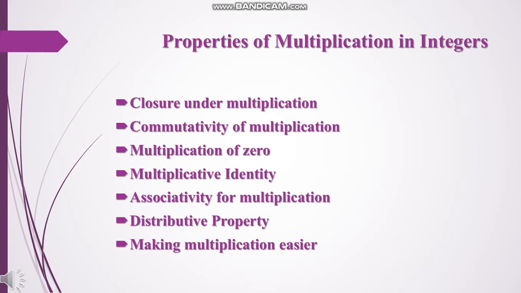Properties of multiplication in integers. There are 7 properties of multiplication in integers, that are closure under multiplication, commutativity of multiplication, multiplication of 0, multiplicative identity, associativity for multiplication, distributive property, and making multiplication easier.